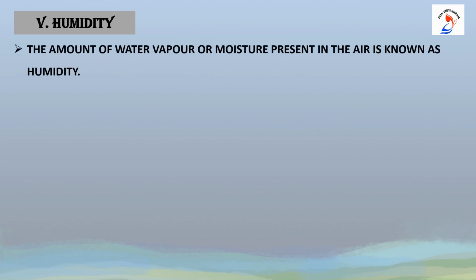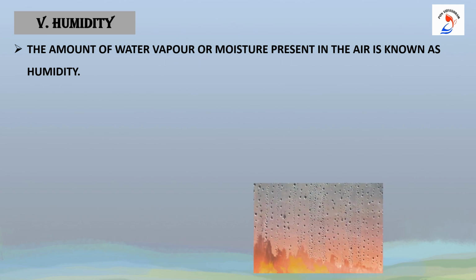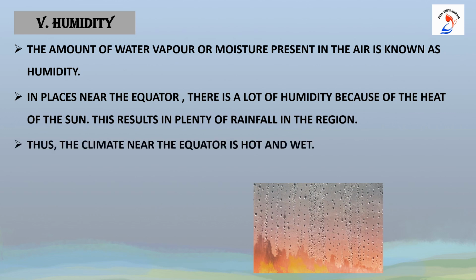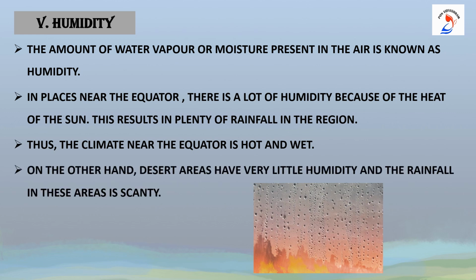Humidity. What is humidity, children? The amount of water vapor or moisture present in the air is known as humidity. In places near the equator, there is a lot of humidity because of the heat of the sun. This results in plenty of rainfall in the region. Thus, the climate near the equator is hot and wet. On the other hand, desert areas have very little humidity and the rainfall in these areas is scanty.